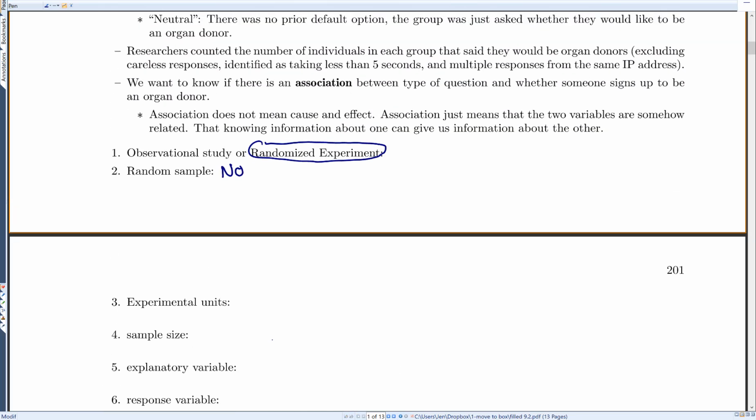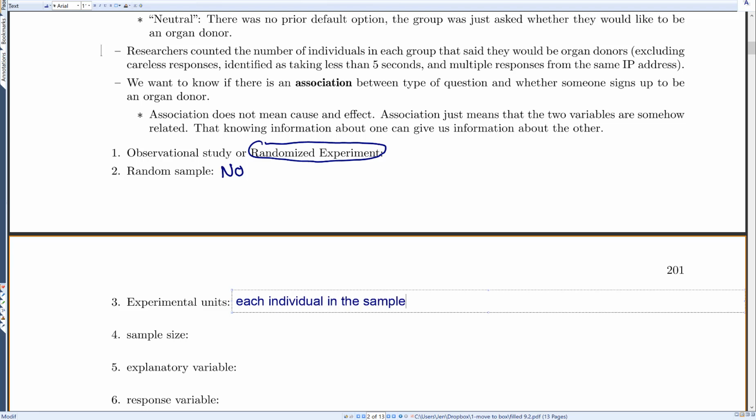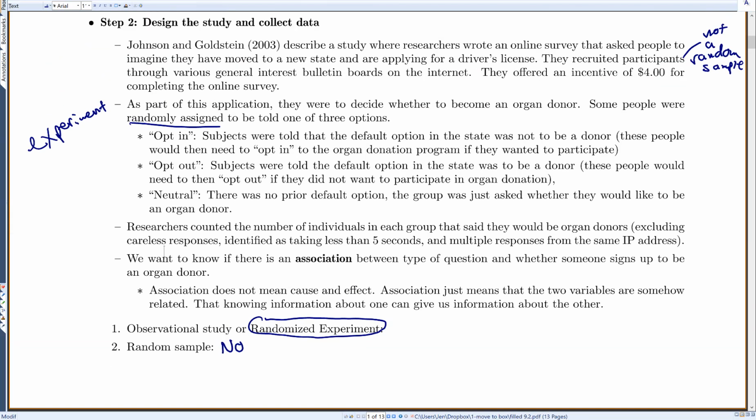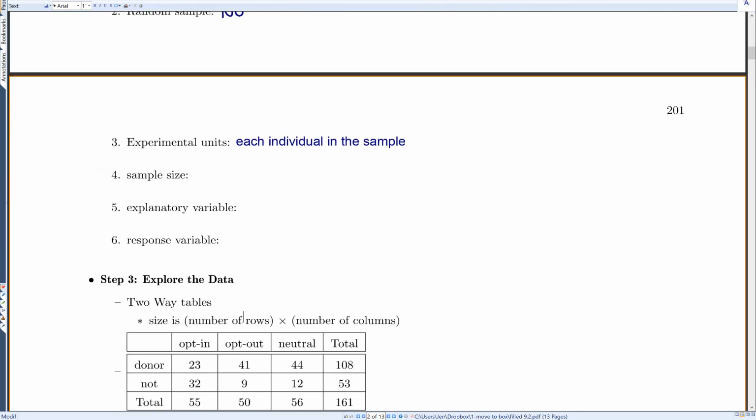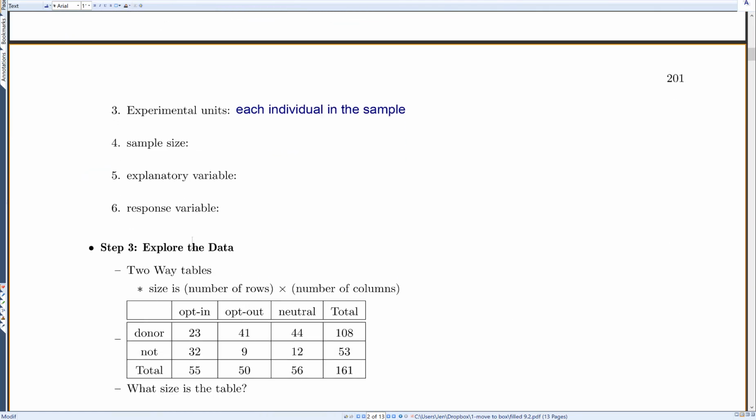Okay, let's see, what are our experimental units? What are we collecting data on? We're collecting data on each individual in the sample. And what is the sample size? Did they tell me the sample size yet? I don't actually think they told me the sample size. Sometimes you have to scroll up. So maybe let's scroll down, okay, just a little bit. In this table, you can see that we had the opt-in, opt-out, and neutral groups, and then if they were donor or not. And this total right here is how many people you had in the whole study. So that was 161.